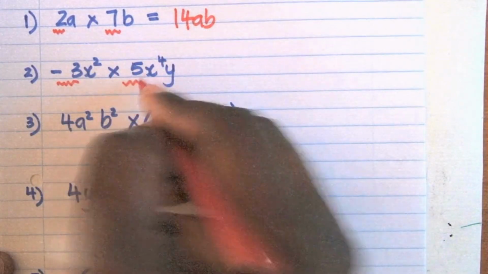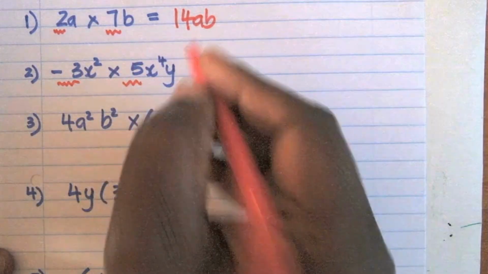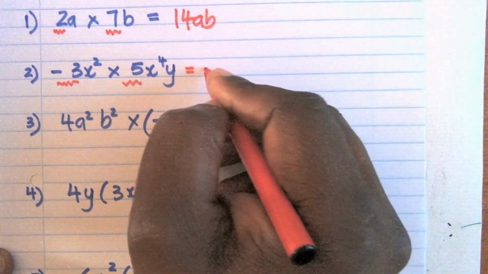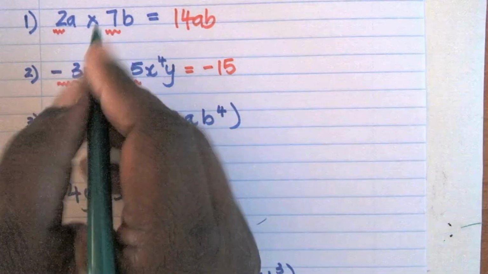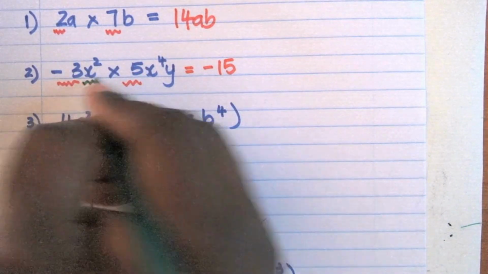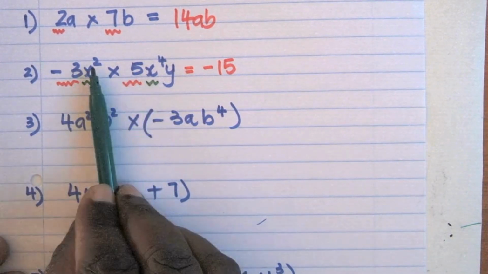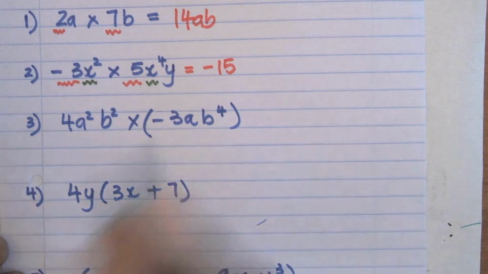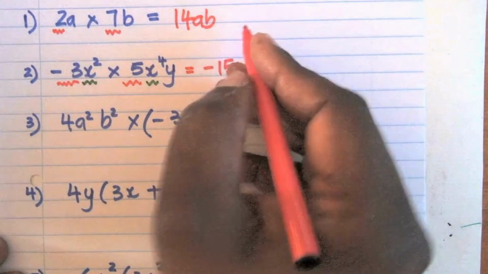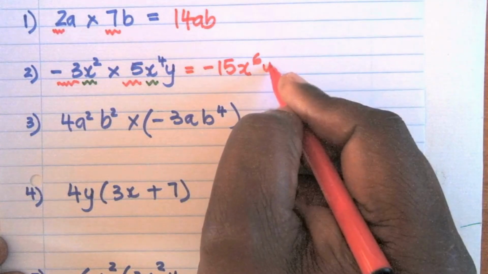I identify my coefficients, multiply them out, and if I multiply, I'm going to get negative 15. Then I look at the variables. When the bases are the same, I add the exponents, and if I do that, I'm going to get x to the power of 6 and y is standing alone.